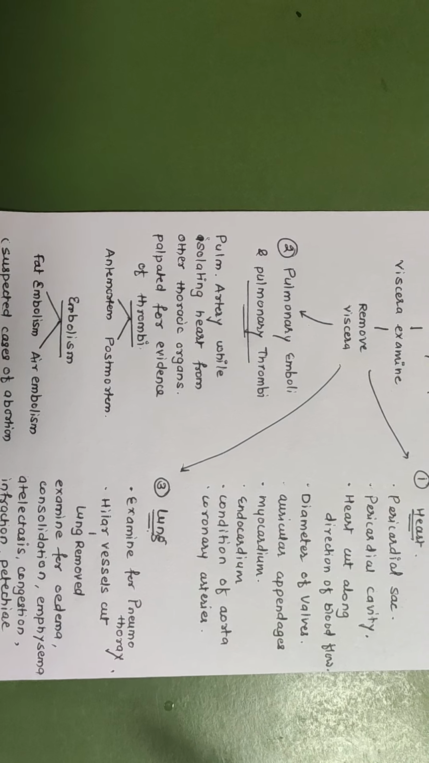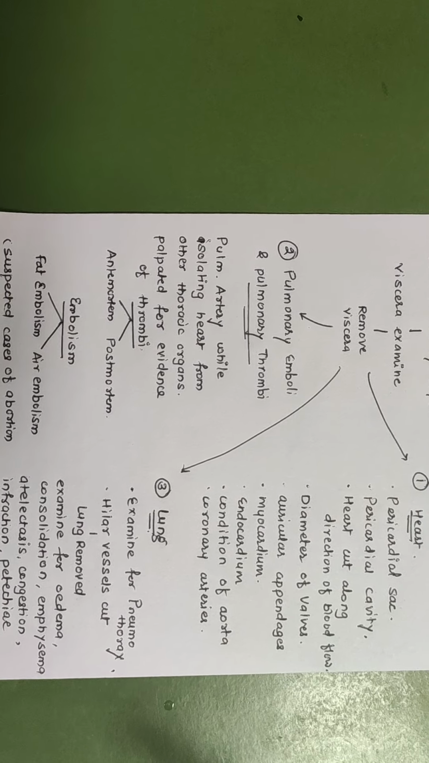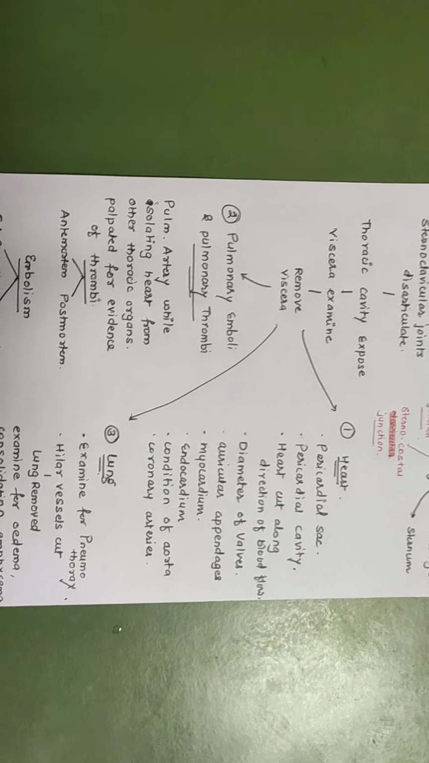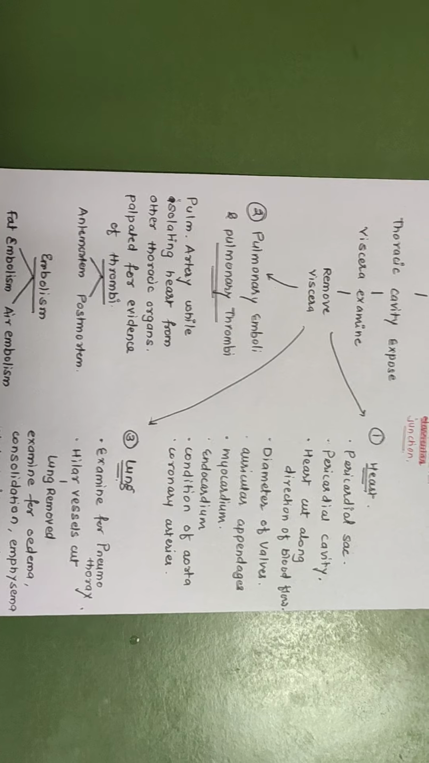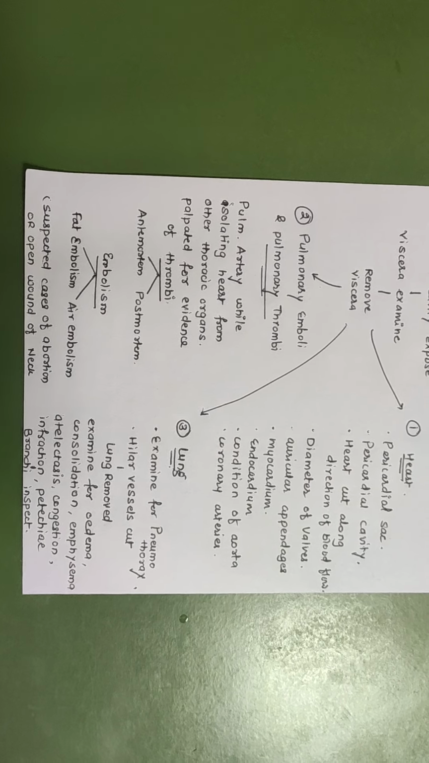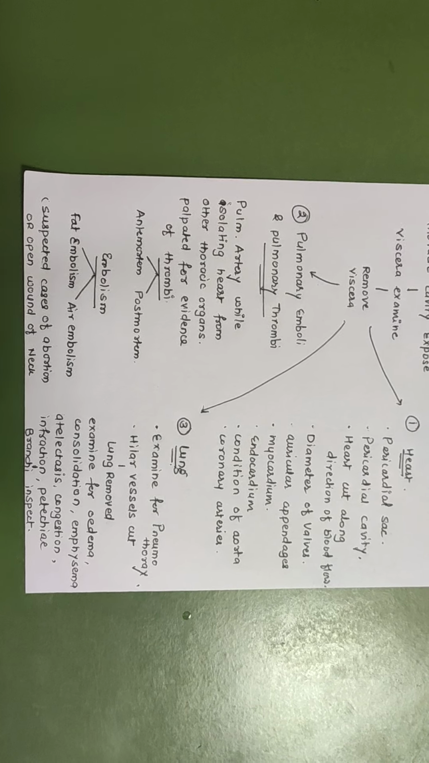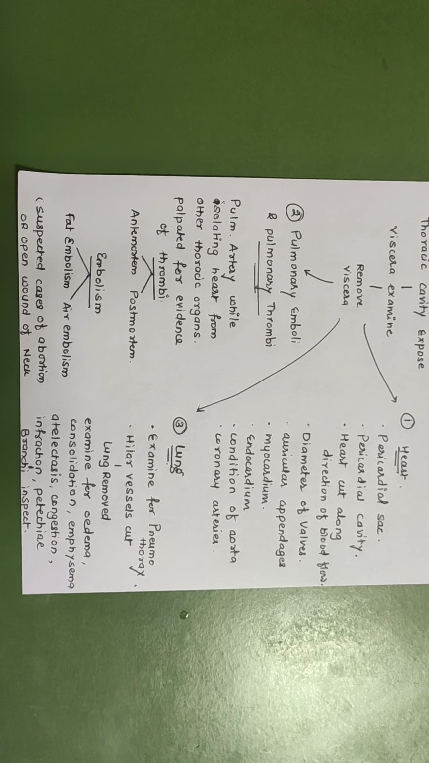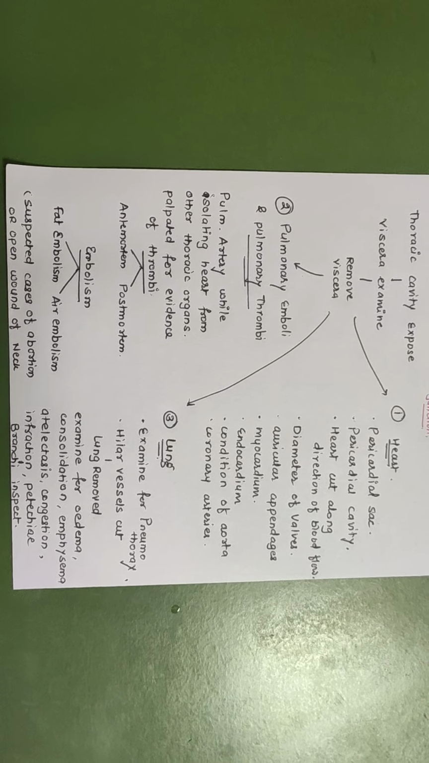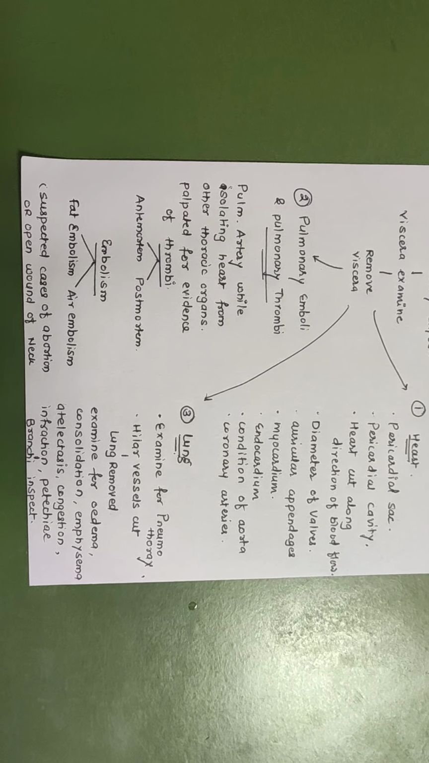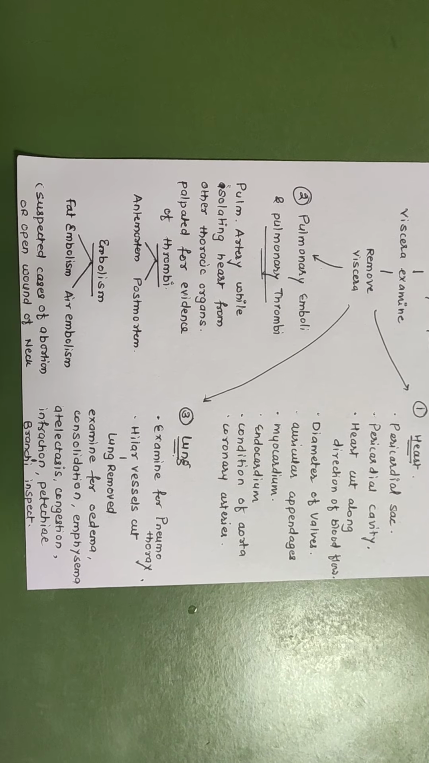Antemortem thrombi are firm and dry, while postmortem thrombi are wet. Antemortem thrombi are adherent to the lining of the endothelium, and postmortem clots are weakly adherent to the lining of the endothelium.